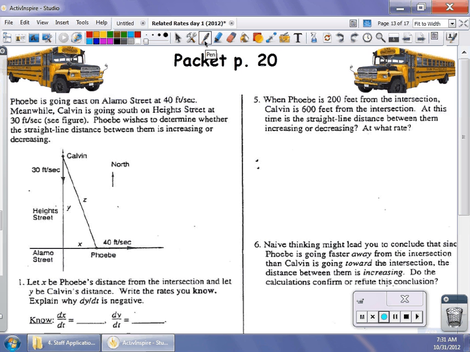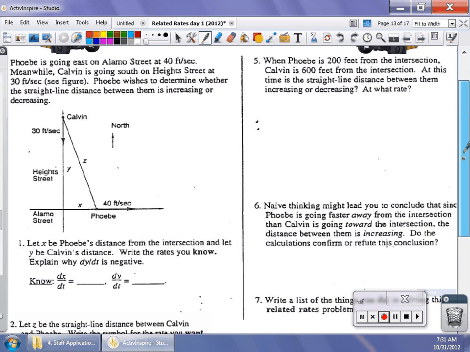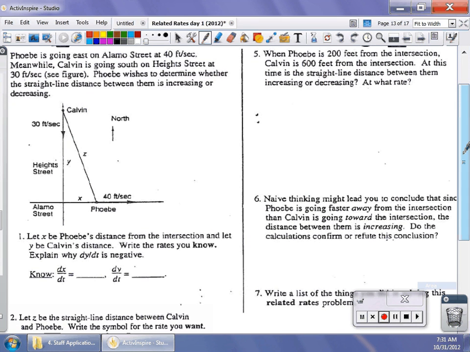So let's read through this problem. Phoebe is going east on Alamo Street at 40 feet per second. Meanwhile, Calvin is going south on Heights Street at 30 feet per second. All right, so Phoebe, as you can see, is traveling in this direction on Alamo Street. She is moving in the x direction, and they've indicated that by marking that distance with x. Her velocity, or her rate of change, is 40 feet per second.